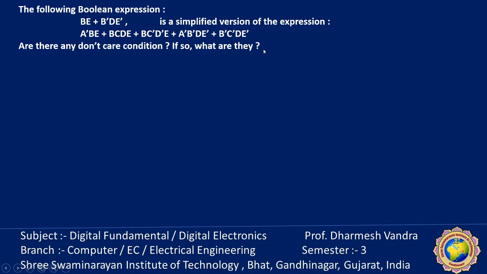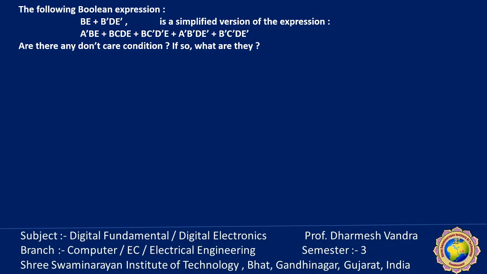If so, what are? Means we have to find out the simplified version of this expression in this form and also determine which don't care conditions we covered to simplify this result. Means input and output result is given. We have to find out the don't care conditions which are included to find out the simplified version of the given Boolean function.